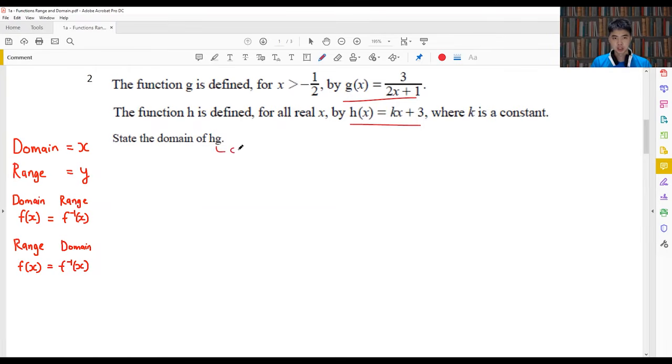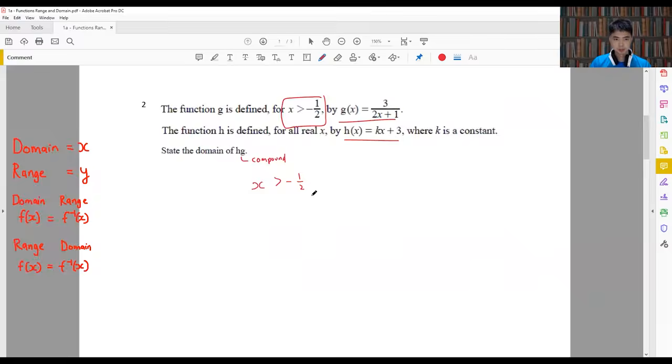Again, hg is a compound function, isn't it? If we put g into h, from what we learned in the previous question, the domain gets imported over. So the x value for the domain of hg has got to be the only one that has a limit in the first place, x more than -1/2. All right, simple as that.